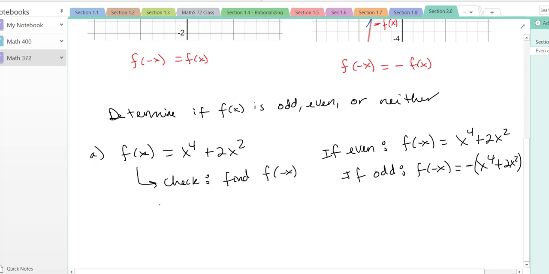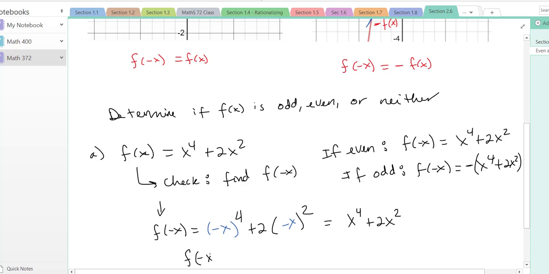So let's figure it out. f of negative x means everywhere I see an x, we're going to plug in negative x. So I'm going to have negative x to the 4th plus 2 times negative x squared. Now when you raise a negative to an even power, the negative goes away. So I end up with a positive x to the 4th, and negative x squared is positive x squared, so I get plus 2x squared. Which case did I get? We got the first one, right? So f of negative x is equal to f of x. So the function is even.